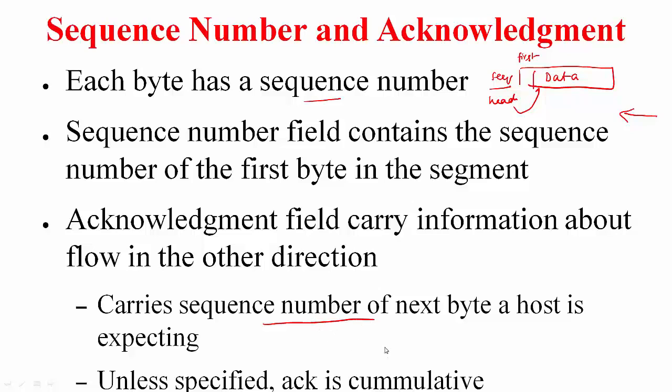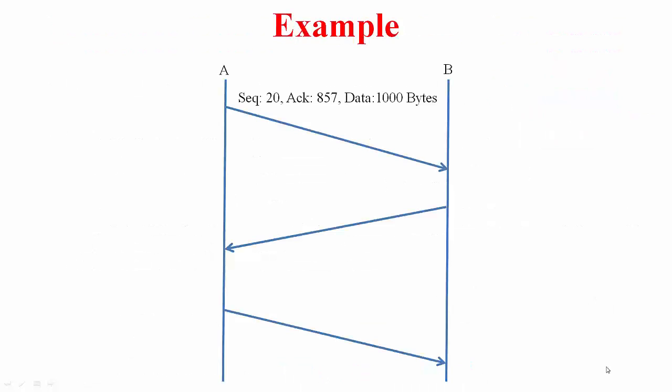I think an example will make things clear, but before I get there, unless otherwise specified, the TCP ACK is considered to be cumulative. So let's look at this example. In this example, both A and B want to exchange data with each other. And in the past, maybe a few other segments were exchanged. Currently, we are focusing on this particular segment. This segment has a sequence number 20 and the data, that is the payload of this segment, is 1000 bytes. So what this means is out of this 1000 bytes, the first byte sequence number is 20.